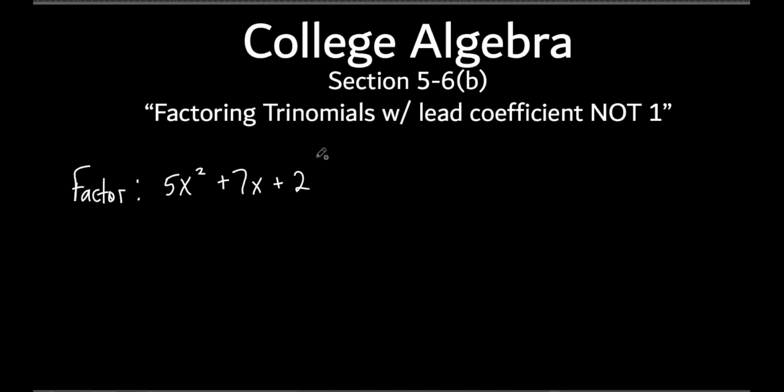What's different about this compared to what we factored Friday? Yeah, we had class Friday, right? So what's different about this compared to what we've done in the past? Look at the title: factoring trinomials with a lead coefficient. Now, 5.6a said with a lead coefficient of 1. But this says with a lead coefficient not 1. What is the lead coefficient to this? 5. That's right. So this is a little different.